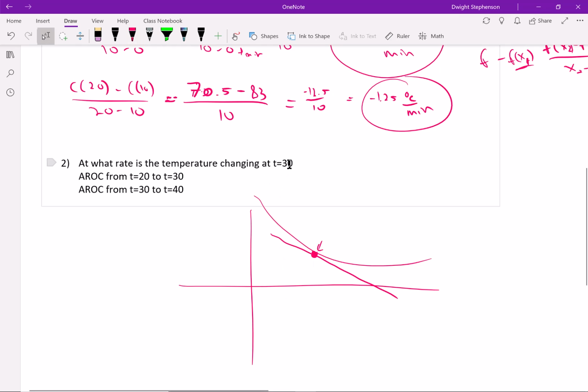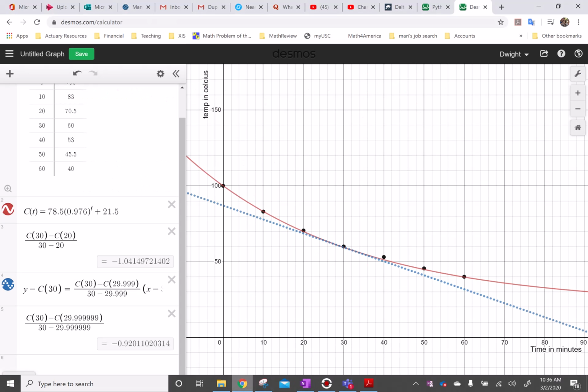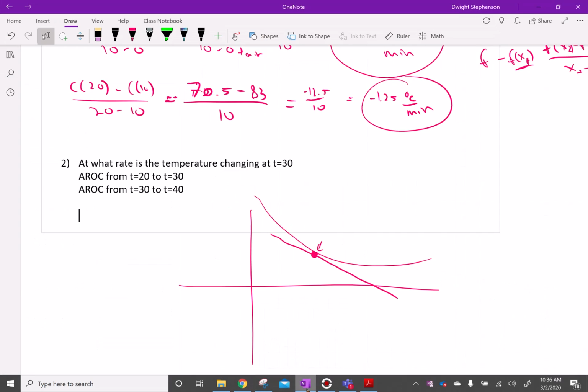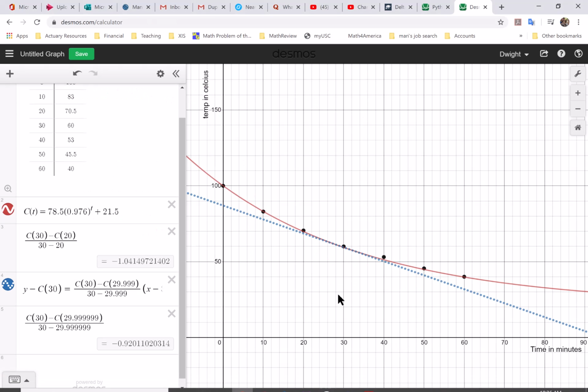So what is the rate of change of the temperature at T equals 30? Well, based on what we just did, we got the rate of the change, the slope of the tangent line is negative 0.92. So you'd say negative 0.92 degrees Celsius per minute. That's exactly at T equals 30. And you could do the same thing for, okay, now I want to know it at 50. I just change this to 50.